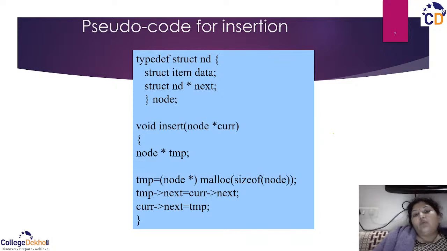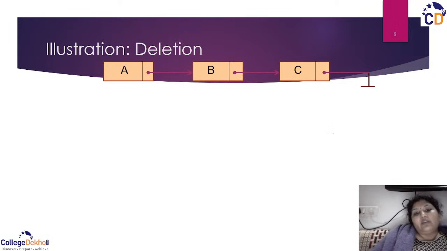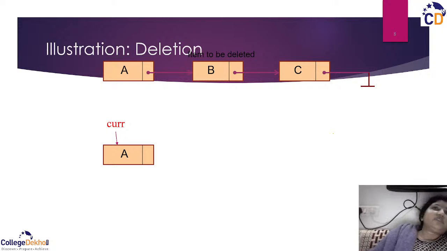So this is how we basically insert an element in a linked list. Now let us see how to delete an element from a linked list. Right, now this is our list A, B and C. Now suppose the item to be deleted is B. Okay, now what are the different steps to be taken for deleting these values?